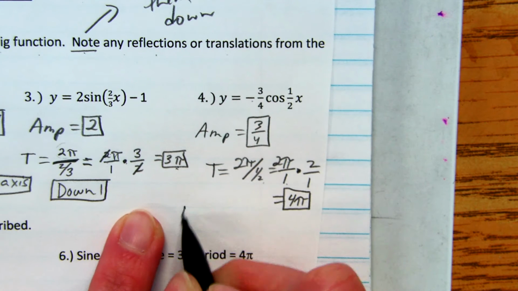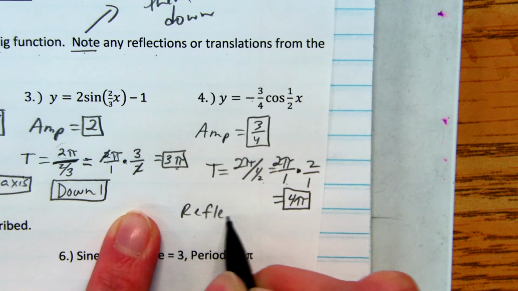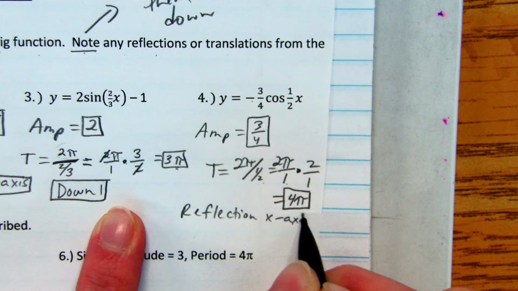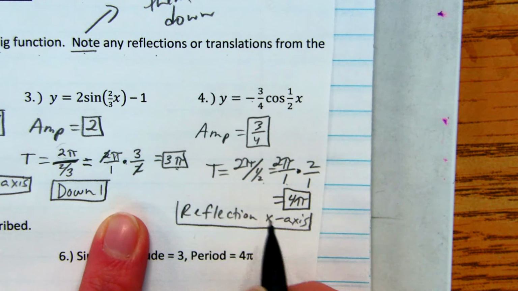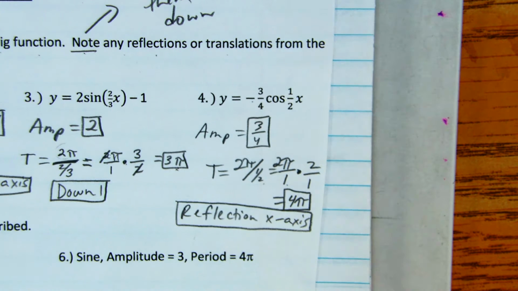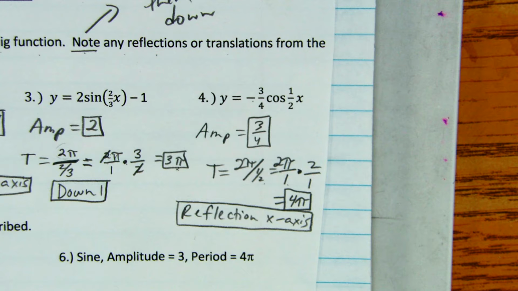Okay, you're right. There is a reflection over the x-axis we need to write down. So reflection, I'm just going to put reflection x-axis. And then I think that's it. So if there's any translations, anything weird in there, you're going to go ahead and list everything that they added to the sine and cosine equation.